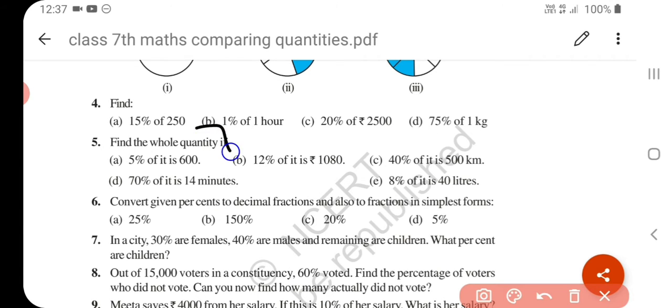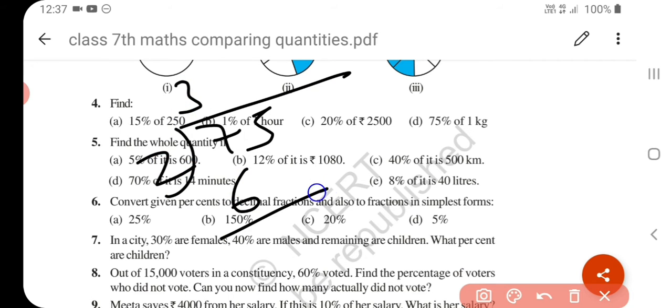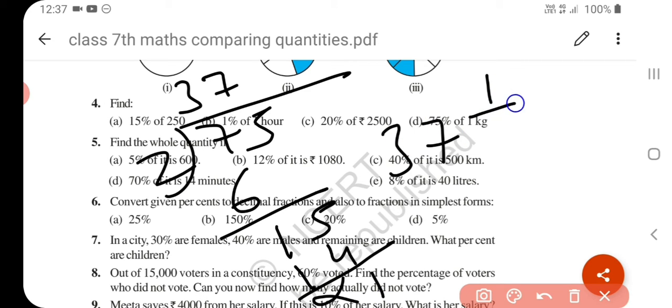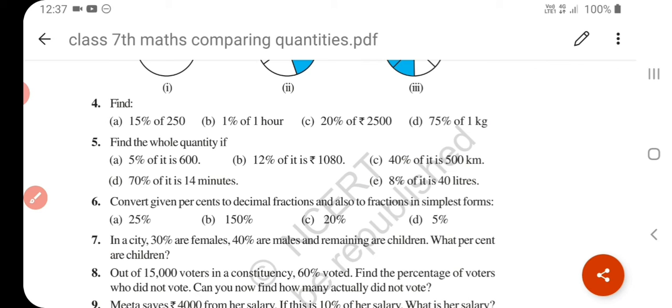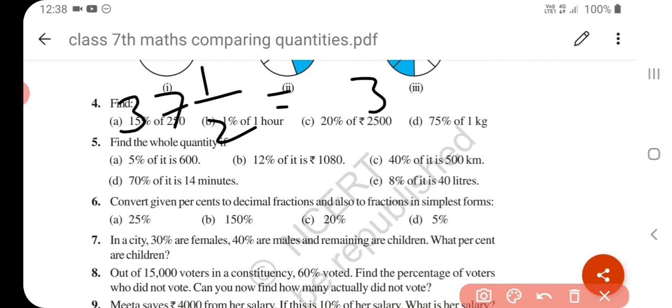Sorry, 75 divided by 2, 2 3s are 6, 2 7s are 14. Okay, so your answer is 37 1/2%. In your book you can write the answer 37 1/2, or you can write 37.5 also. Okay, understand? So this way you have to write the answer.